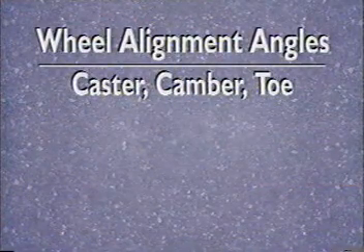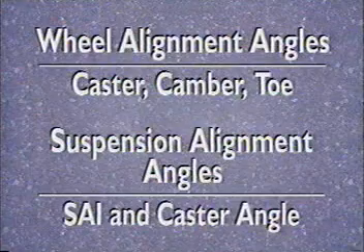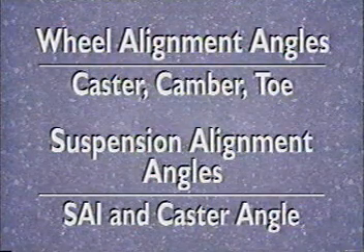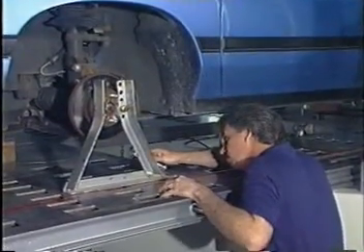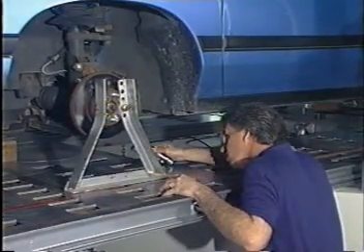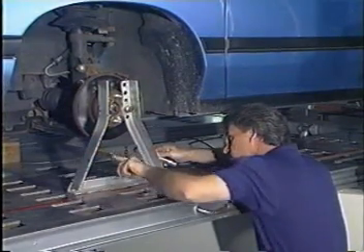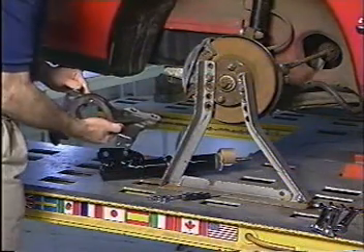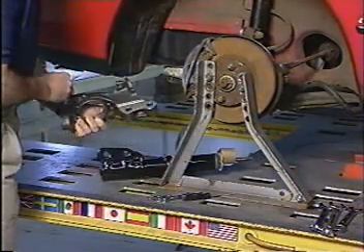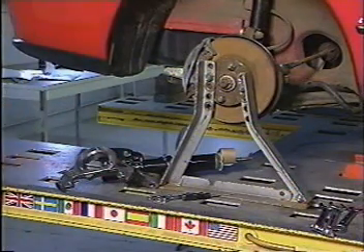It's important to understand wheel alignment angles are caster, camber, and toe. Suspension alignment angles are SAI and caster angle, which affect wheel alignment. A mistake generally made when diagnosing a wheel alignment problem is replacing the strut and knuckle without first checking for proper suspension alignment. If a strut tower or lower ball joint is in the wrong location, replacing a strut or knuckle would have no effect on the position of the wheel.